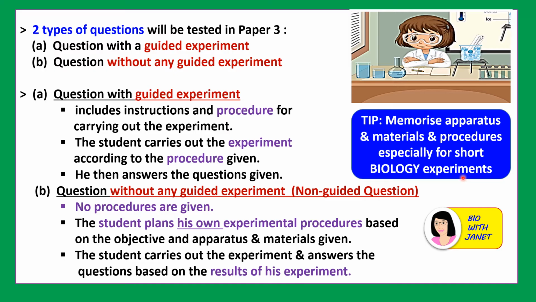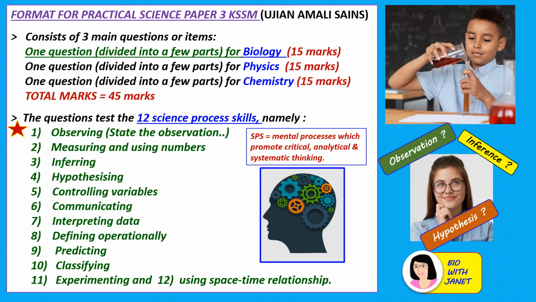So let's look at some examples of these short experiments. Osmosis experiments, right? Enzyme experiments, and then experiments related to finding the energy value of food samples, and so forth. So please memorize the procedures and the apparatus and materials for different experiments. So the format for the practical science paper 3, or science test, or ujian amali science, is that there are 3 main questions or items.